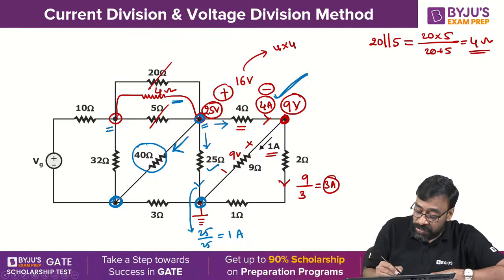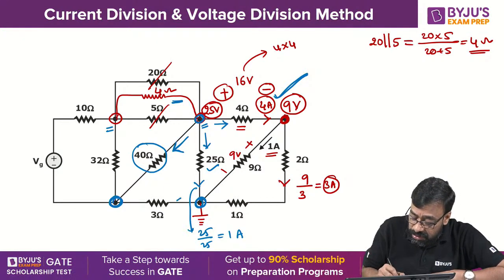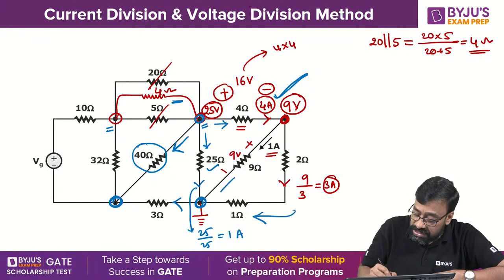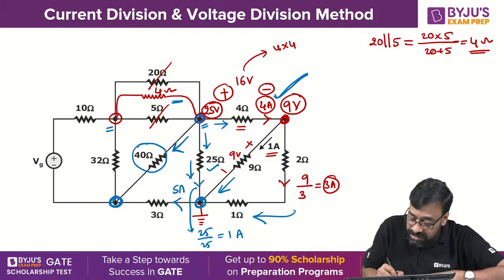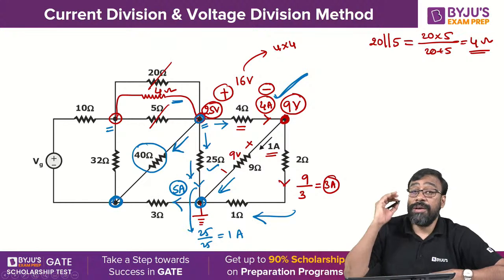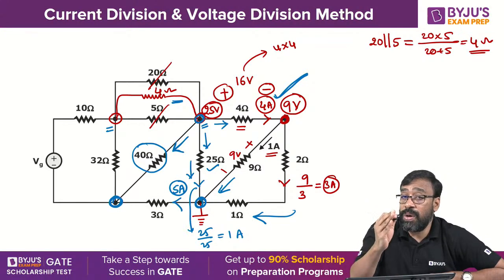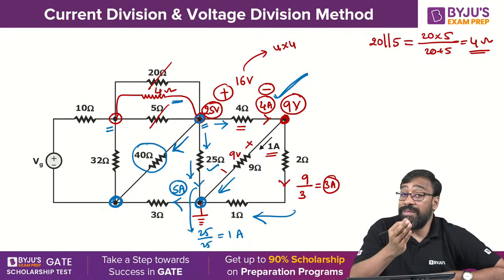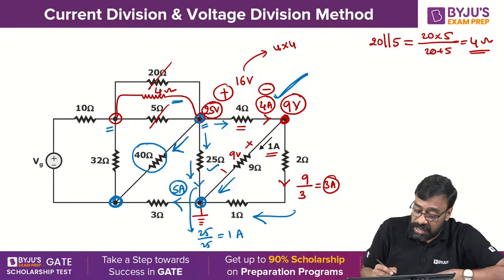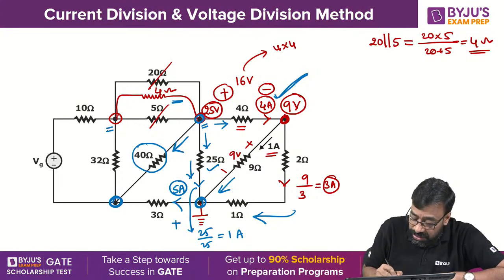Look at this. What is the current flowing through 3 ohm, Nana? Here you can see 3 amperes is coming like this, 1 ampere is coming like this, 1 ampere is coming like this. Totally 3 plus 1 plus 1, 5 amperes is entering. When 5 amperes is entering, 5 amperes should leave to satisfy Kirchhoff's current law. So 5 into 3 will give you 15 volt.